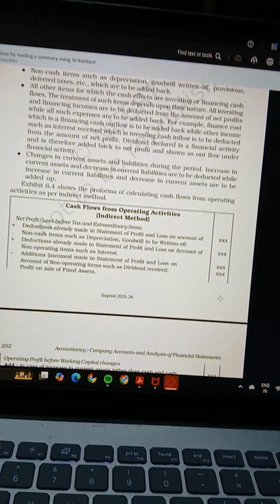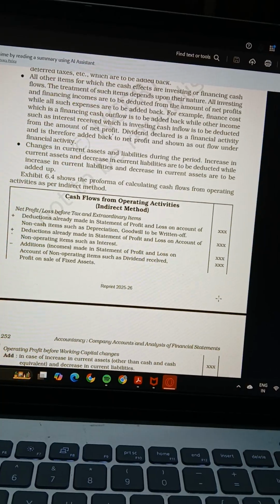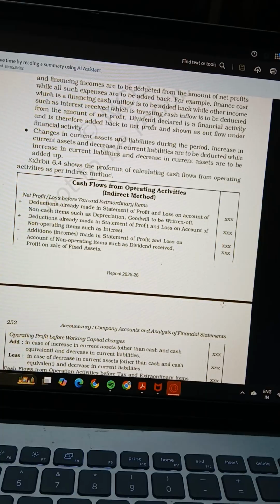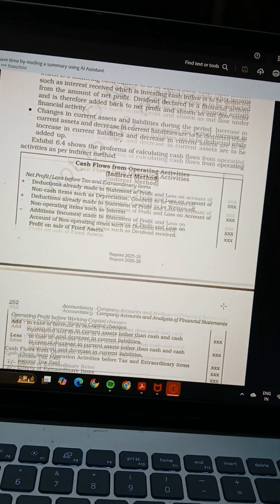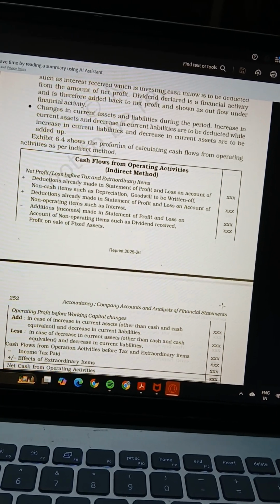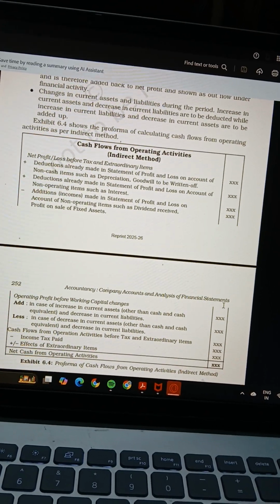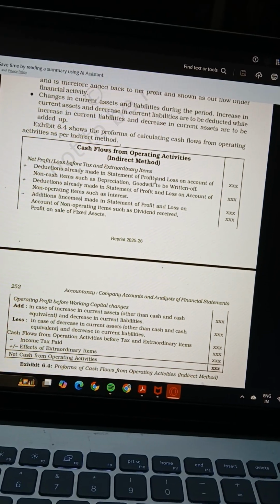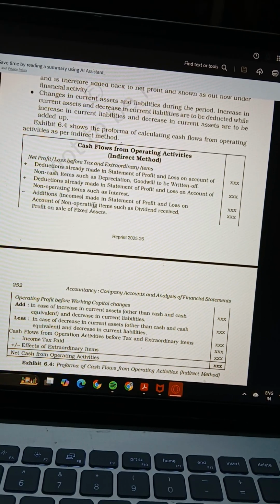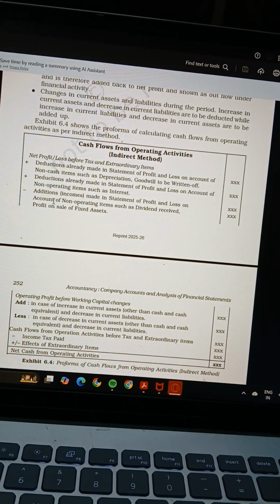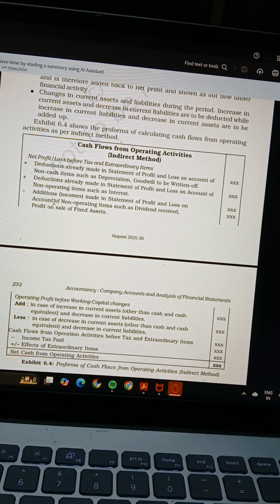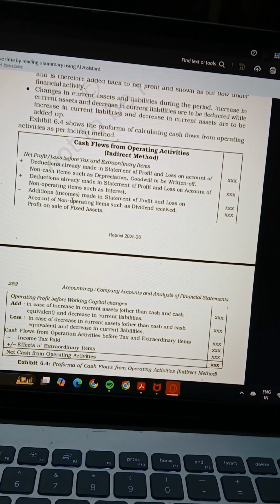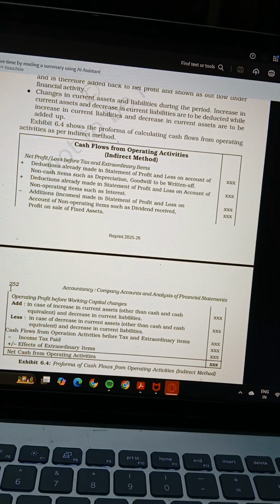That we have discussed. Then a proforma is given for cash flows from operating activities under the indirect method. The first item will be net profit or loss before tax and extraordinary items. These two items should be added, and from this the deductions are to be made. The items for reducing are given here: 1, 2, 3 and 4.